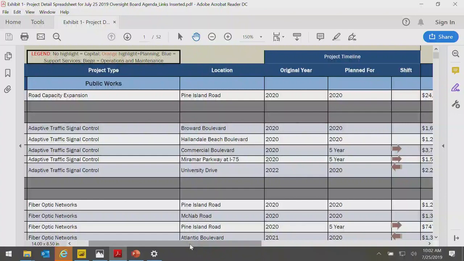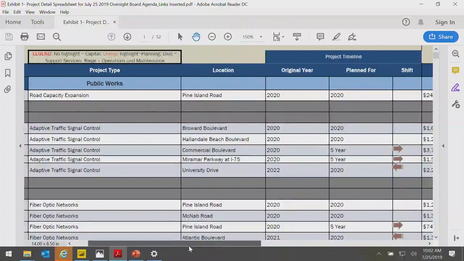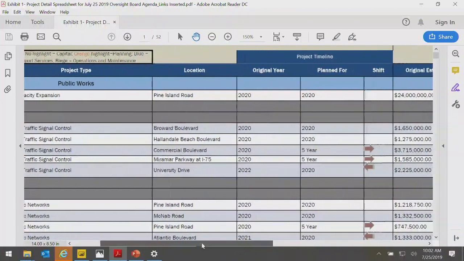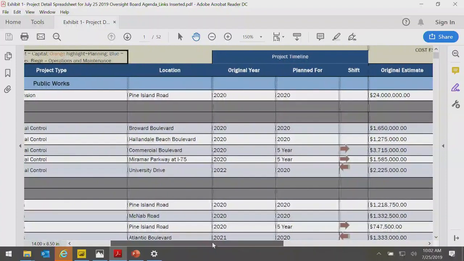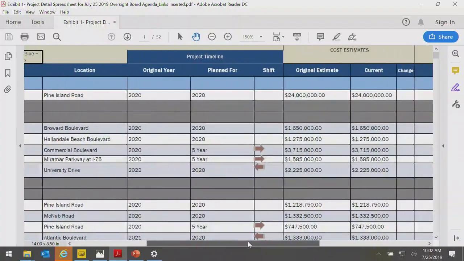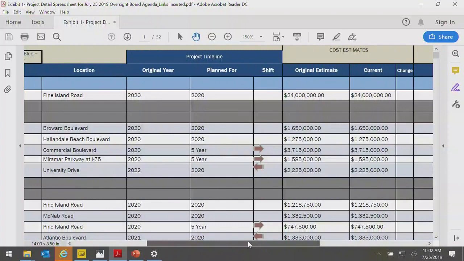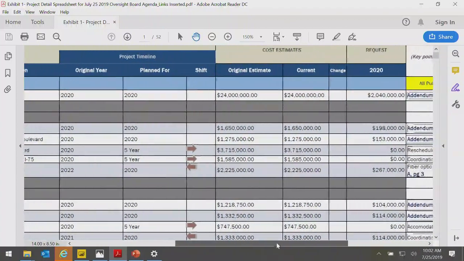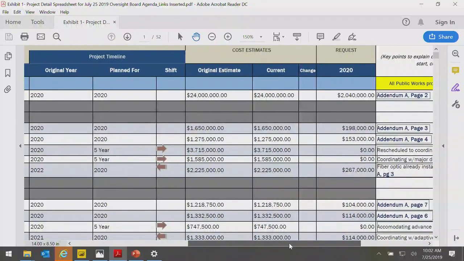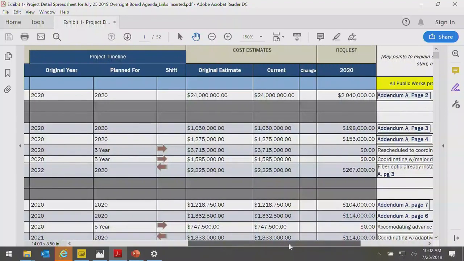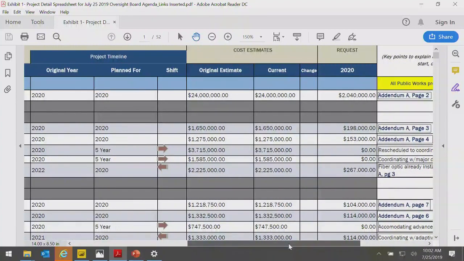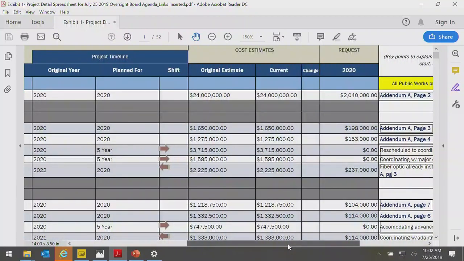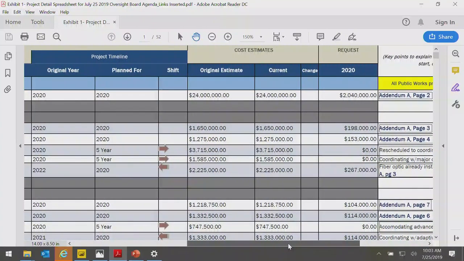If you take a look at the very first line on the spreadsheet, road capacity expansion, Pine Island Road, it was originally slated to start in 2020. At the current plan, we're still planning on starting it in 2020, so there's no change in the date. In the shift column, there's a blank because there's no shifting we're contemplating for the schedule. Moving over to the next column is the original estimate, $24 million. Our current estimate is that number is still pretty good. We still believe that project is going to be coming in around $24 million. So the column next to it that says change is again blank, because there's no change in the budget estimate. The final column is what we're asking for that project.